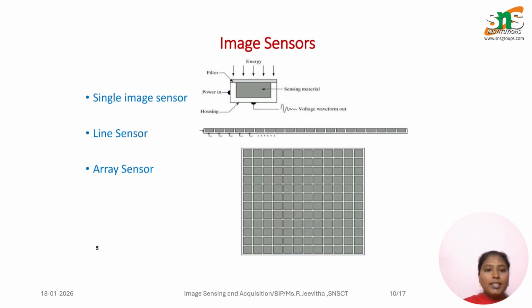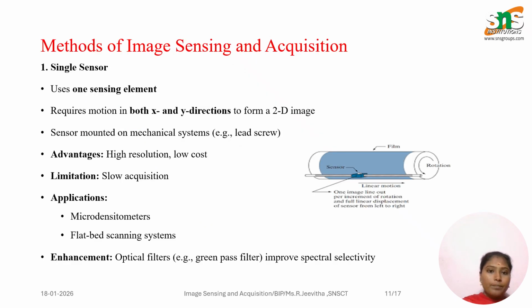Now that we understand the basic process, let us see the different methods used to sense and acquire images. These methods differ based on the number of sensors used and how motion is involved. In single sensor image acquisition, only one sensing element is used. The sensor must move in both x and y directions to form a two dimensional image. This method gives high resolution and is low cost, but it is slow. Applications include microdensitometers and flatbed scanners, and optical filters can be used to improve spectral selectivity.